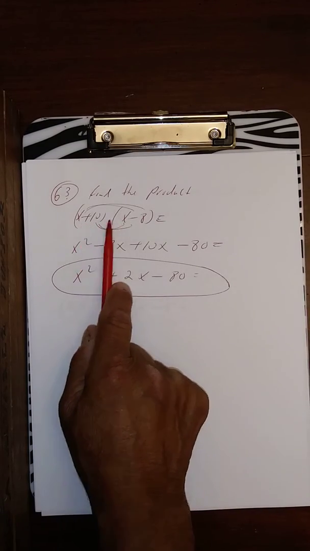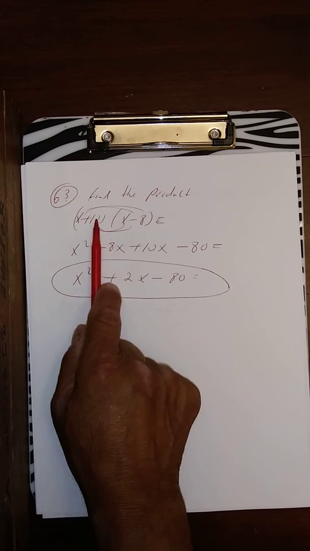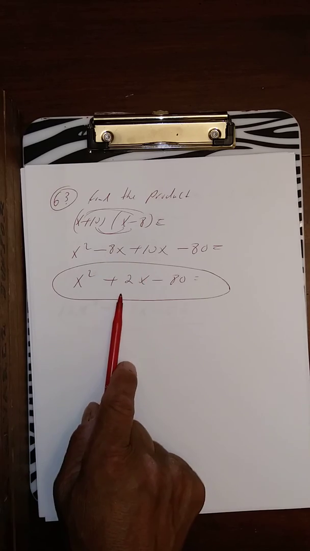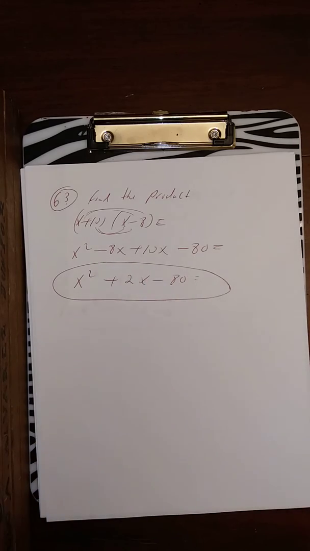Find the product. x times x is x squared, x times that negative 8x, 10x, negative 80. So we have x squared plus 2x minus 80. We're done.